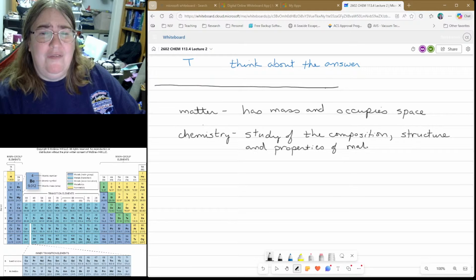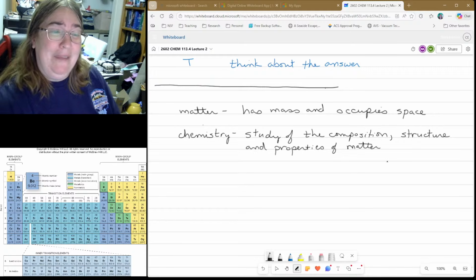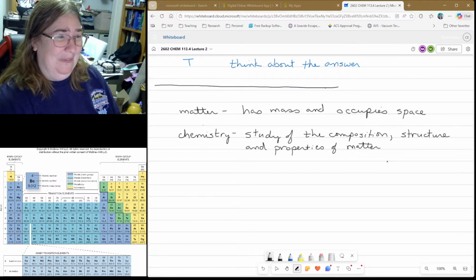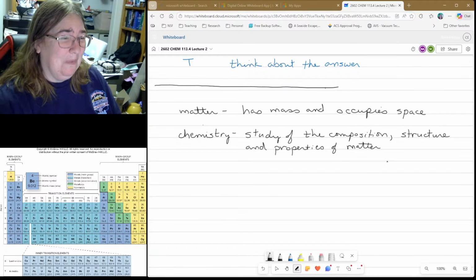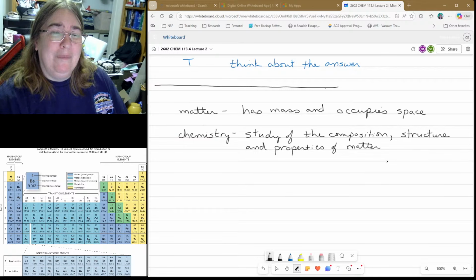That's a pretty good definition of chemistry. Yep, anything that takes up space. It works. Mm-hmm.